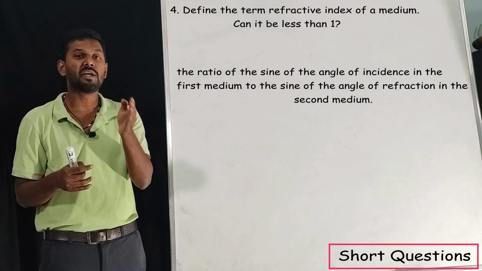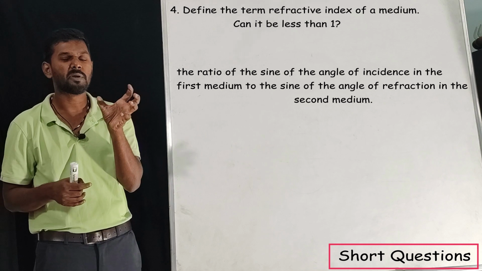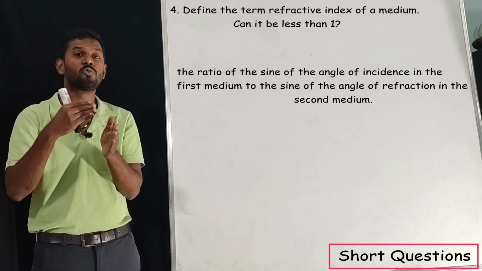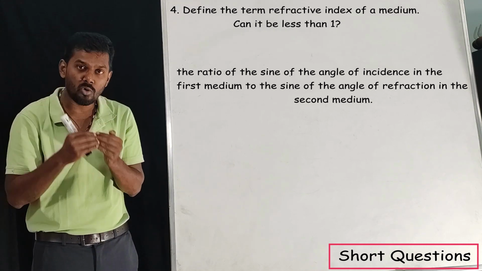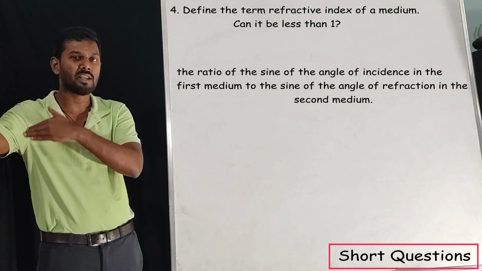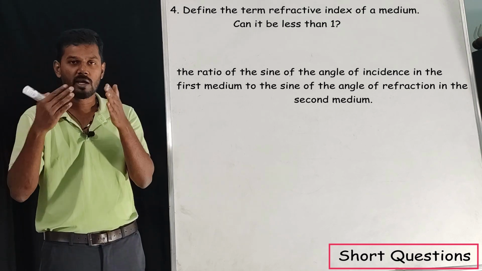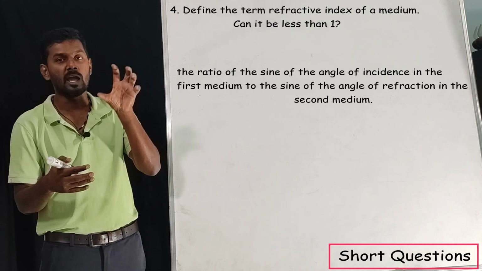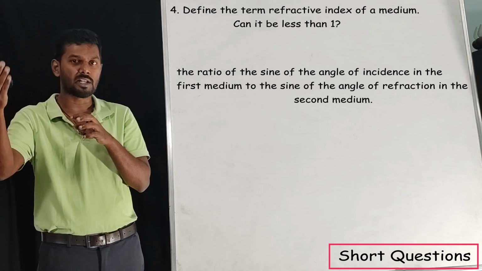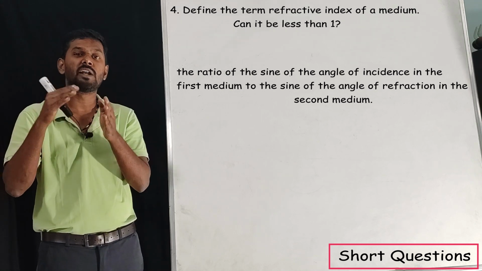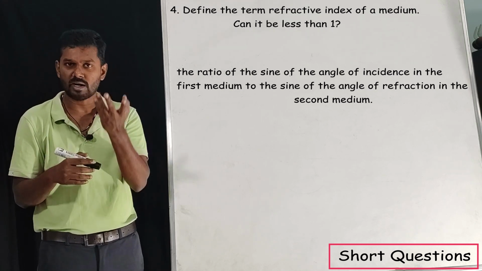That means the speed of light in diamond is 2.43 times slower compared to the speed of light in air. This is the meaning of it. I'll repeat. The speed of light in diamond is 2.43 times lesser than the speed of light in air. This is the meaning of refractive index.